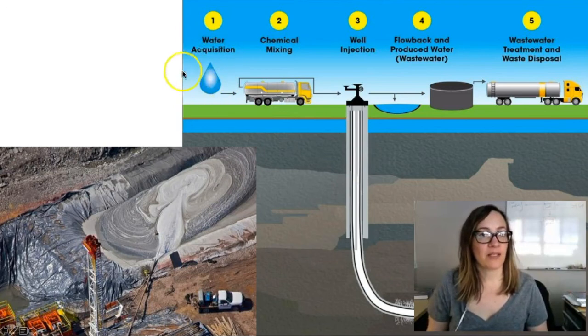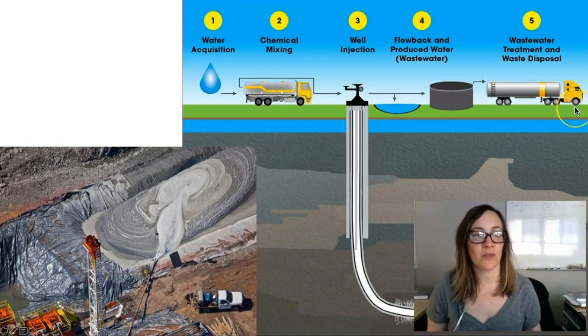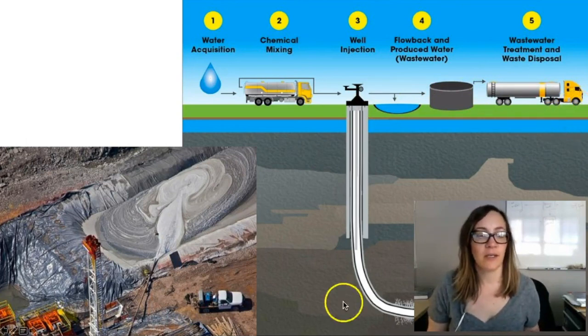So here's the process of water being acquired. You mix it with chemicals, push it into this well, cause fracking, it comes back out. We produce flowback and wastewater that gets stored, and then it's treated for disposal or disposed of as well. A lot of times people actually reuse it.